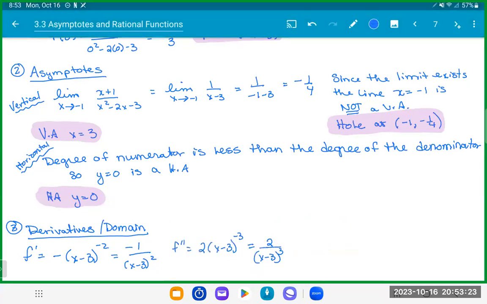And the domain then is going to be, we have that vertical asymptote restriction, so our domain is negative infinity to our vertical asymptote, and then from our vertical asymptote to infinity, as determined in step 2. Okay? Question.